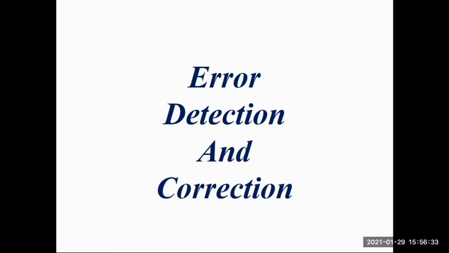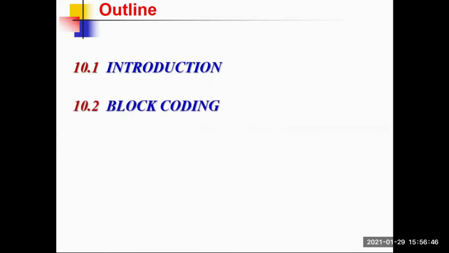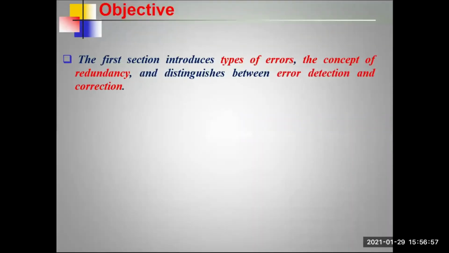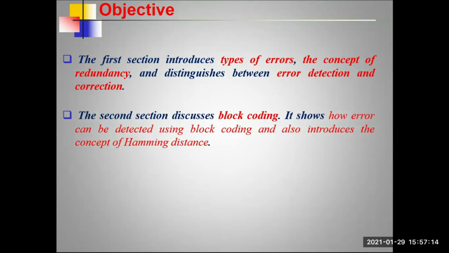In today's lecture, we will discuss mainly about error detection and correction techniques. So, I will introduce all the techniques. Then we will see block coding, then cyclic codes, then checksum, then forward error correction. So basically, types of error, we will see the concept of redundancy. We will see the difference between error detection and correction. So let us discuss first about block coding.